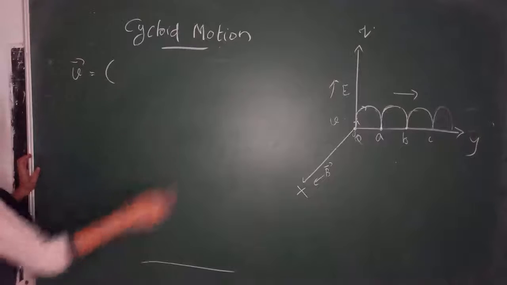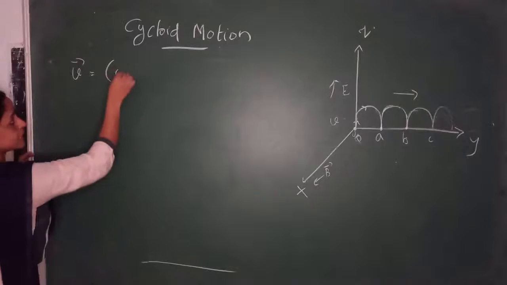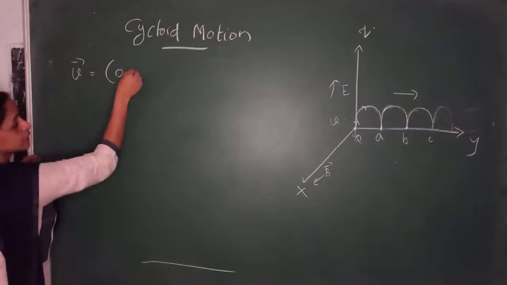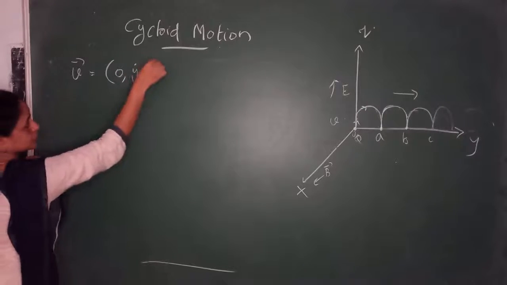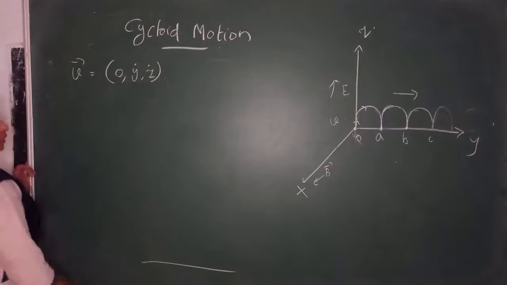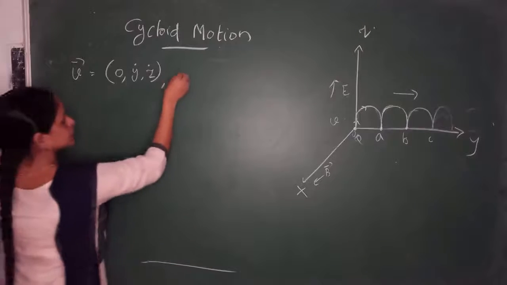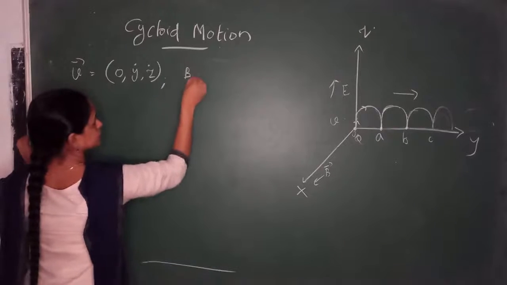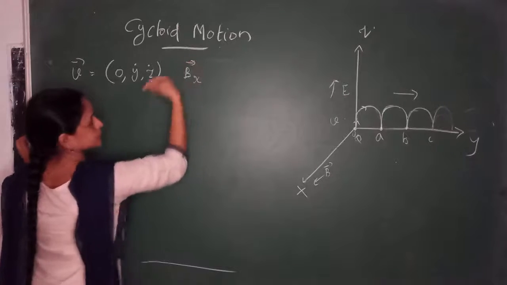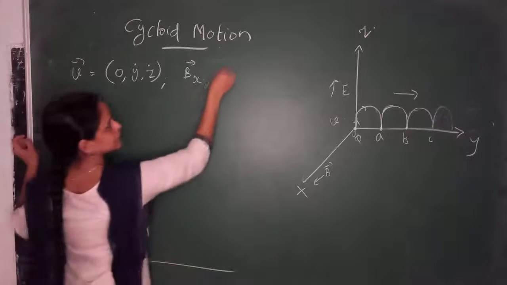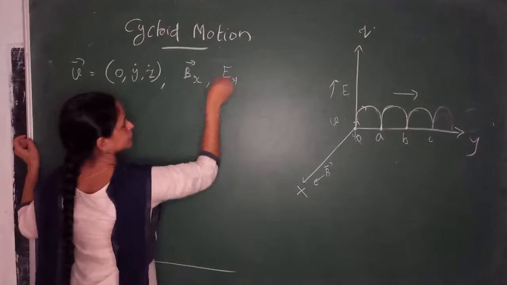So we can start with the velocity component here. Velocity is here in the z and y direction. So in the x direction there is no velocity, and there is a y component y dot, and there is a z component z dot. The B is only in the z direction, that is Bz. Bx, B is in the x direction, that is Bx here. Electric field is in the y direction, that is Ey.